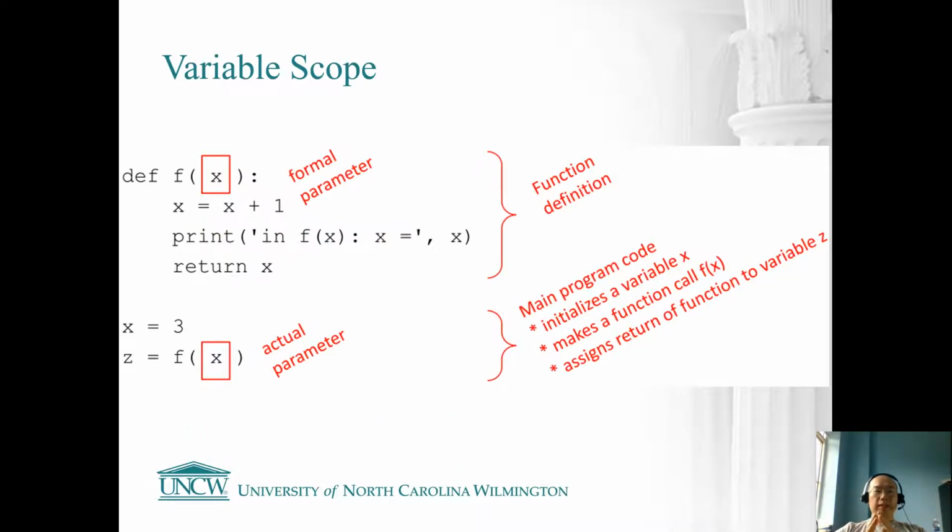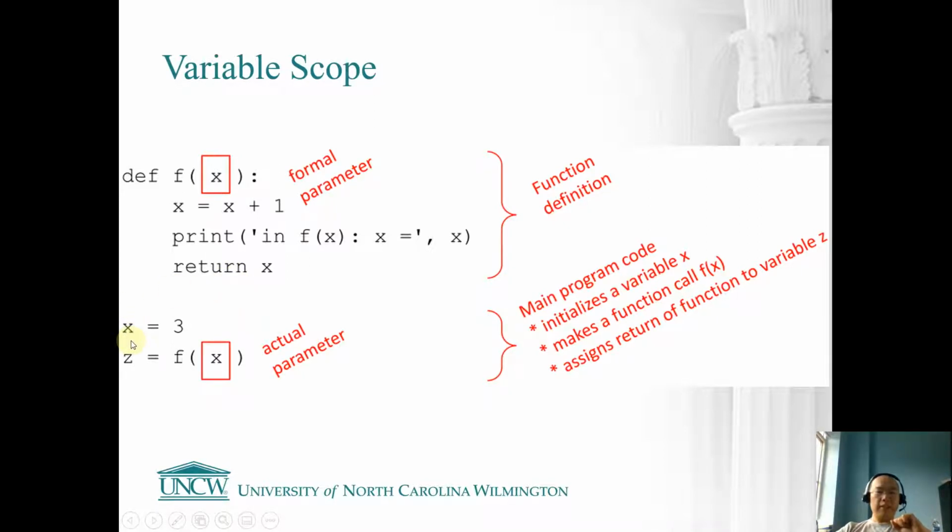Okay, and now we are seeing some of the really tricky part. So we have def f(x). This x is defined inside the function definition, right? So this x is a local variable. It is also a formal parameter. And then I do x equals x plus 1. I print the x and then I return the x. So there's nothing special.